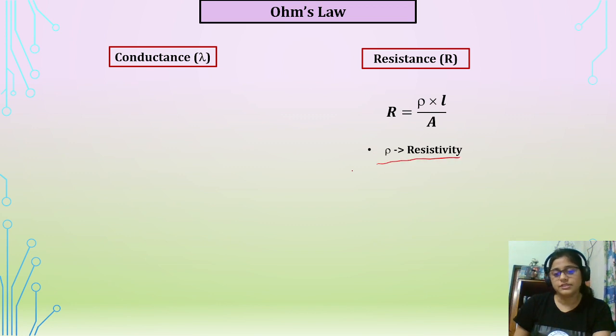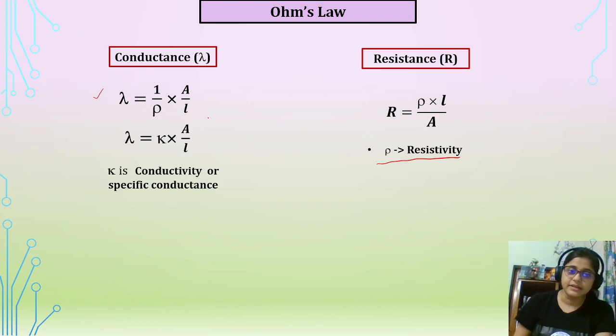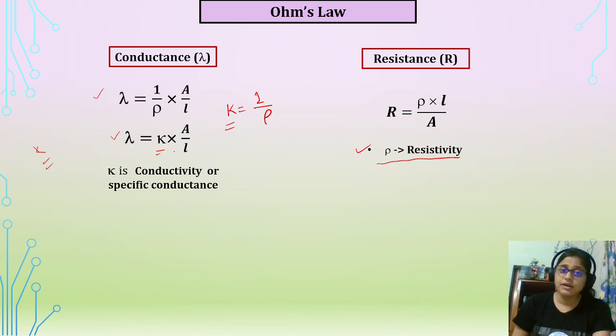Now the conductance. Rho is here the resistivity. Fine. Now conductance, we got this formula, right? So again, why are we reading it? Because we want to convert it to another important expression of conductance, that is lambda is equal to kappa into A by L, or sometimes K is also used, or kappa. So 1 by rho is equal to kappa. So kappa is 1 by rho. We call rho the resistivity, so kappa is the conductivity. For resistance it is resistivity, and for conductance it is conductivity, or specific conductance.